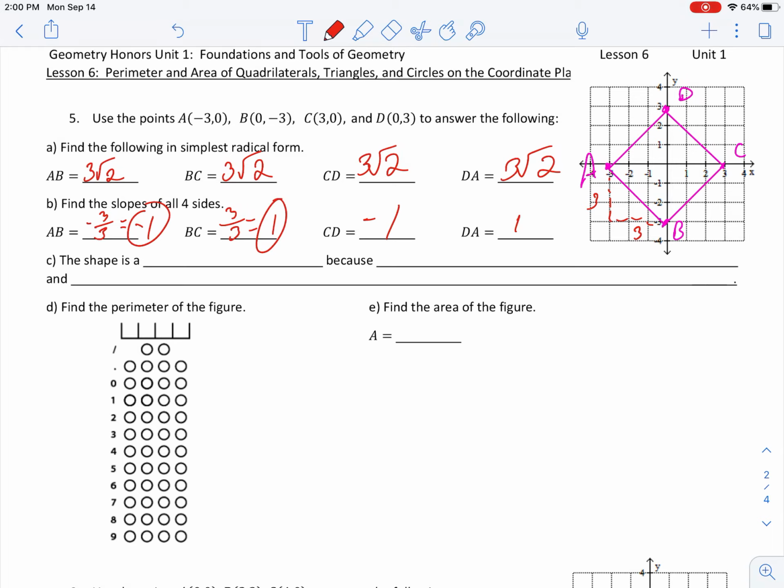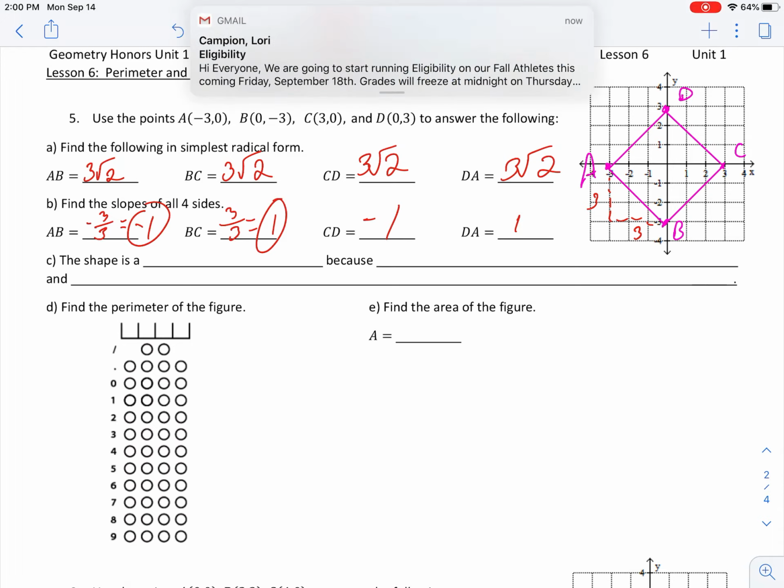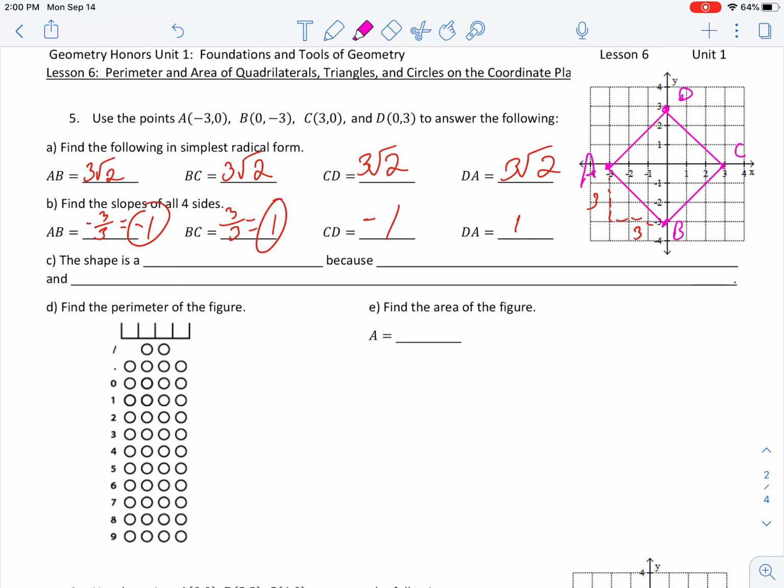Okay. Now, let's classify the shape. If we only found the side lengths, a lot of people would say, oh yep, it's a square. And I play devil's advocate, and I say, well, why can't it be a rhombus? Because a rhombus has all sides that are congruent. So does a square, but a rhombus does too. So what determines the difference between the rhombus and a square is, do I have right angles at the corners? Are the adjacent sides perpendicular to one another?